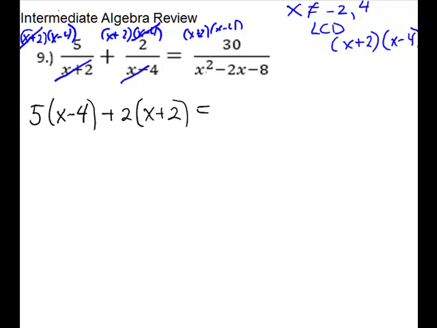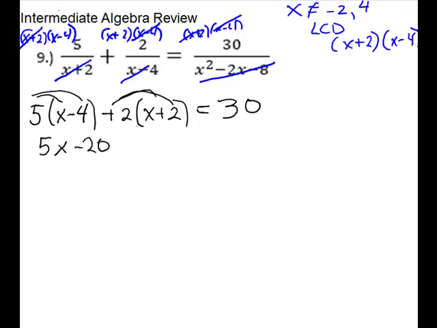equals, and for this third term, our entire denominator will cancel because it factored into those pieces. So we just have 30 for that one. And now we just have a standard linear equation. We're going to multiply through. So 5x minus 20 for our second set of parentheses, 2x plus 4 equals 30.